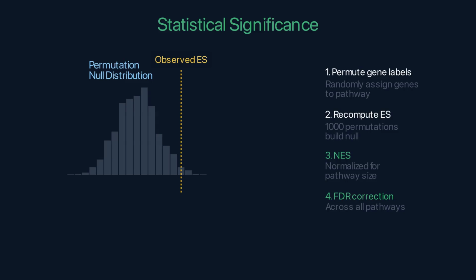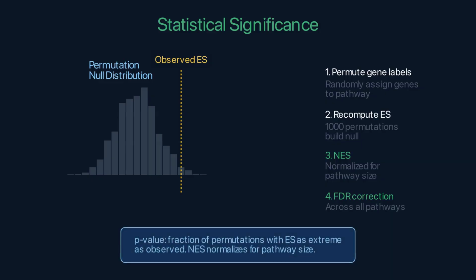Normalize for pathway size. Larger pathways tend to have larger scores by chance, giving the normalized enrichment score, NES. Apply multiple testing correction across all pathways tested.